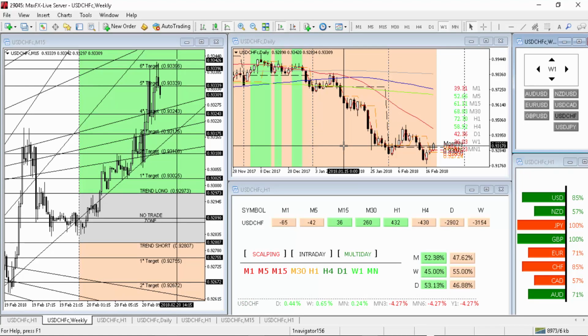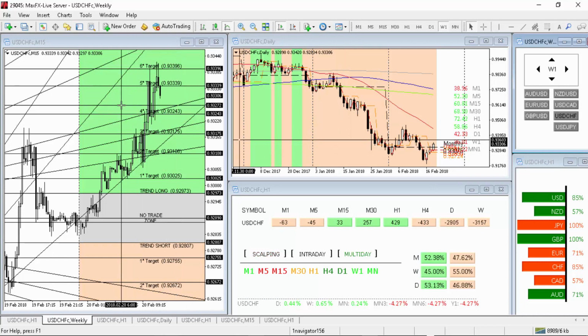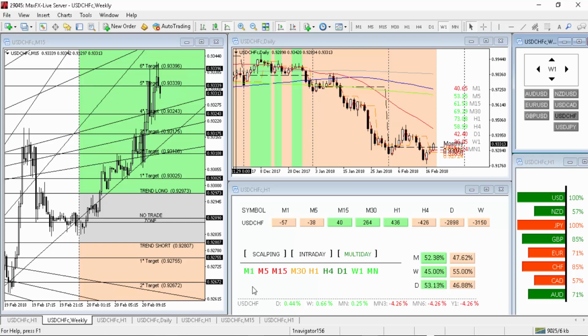US dollar Swiss franc is moving in a bullish tendency, broke the previous daily high and the monthly opening. Now we're just below target number 5 of the bullish zone of the target geometry, with the market correcting down from the intraday high marked at 0.9342. In fact, we have a bearish price action at a scalping and intraday level. The pair is gaining 0.44% on a daily basis.